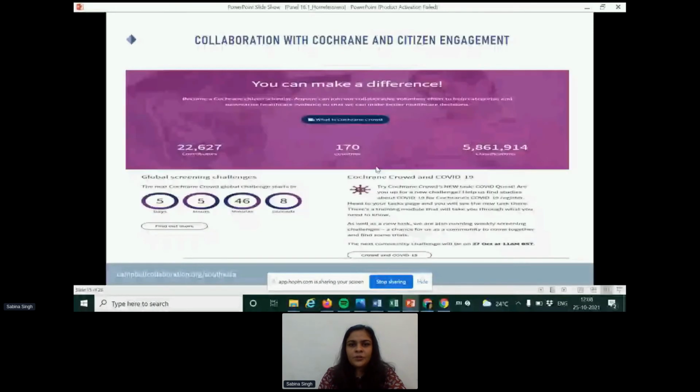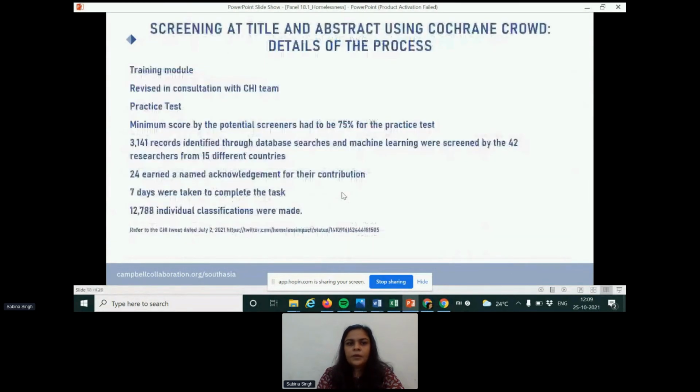So this is just a snapshot of the Cochrane Crowd. At any point in time, Cochrane might have some exercises already running for global screening, and they call it global screening challenges. For example, 3 or 4 days back when I took this snapshot, they had another upcoming task for the crowd screening. So I will briefly touch upon the process, what exactly was involved, and how we got those titles and abstracts screened using the crowd feature, engaging citizens, common people, or volunteers.